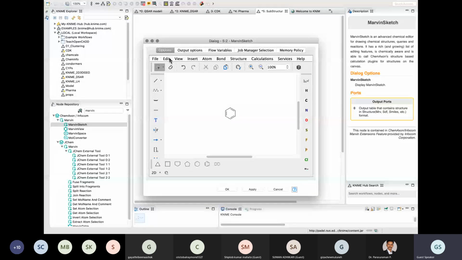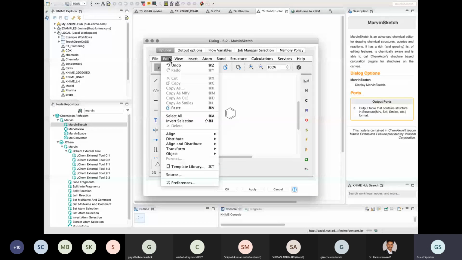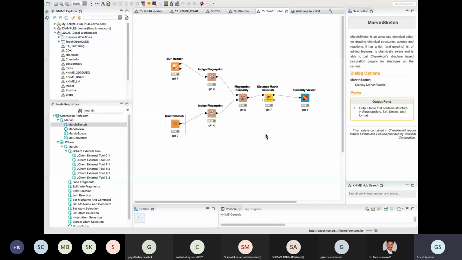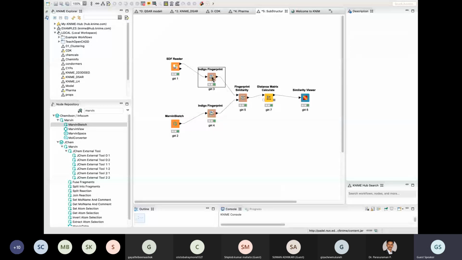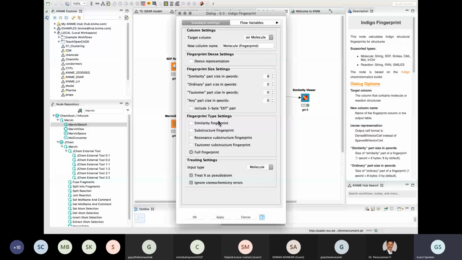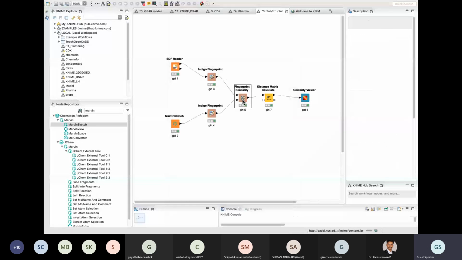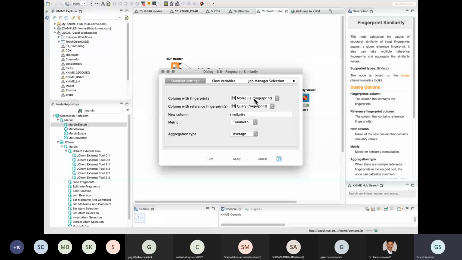I generated fingerprints. Let's see Indigo fingerprints. So here I have molecules and it went with fingerprints. What are the different types of fingerprints? Similarity fingerprint, substructure fingerprint, resonance, tautomer, and full fingerprints. I'll show you a few more fingerprints in RDKit anyway. And then we are finding the fingerprint similarity. I'm telling which is my query molecule, which is my reference molecule, and what kind of metrics I have to use, Tanimoto or Euclidean or Tversky. You have to understand the importance of each one of them. I'm not going to explain here anyway. It takes more time to talk about all these things. Mostly Tanimoto and Euclidean is what we use.